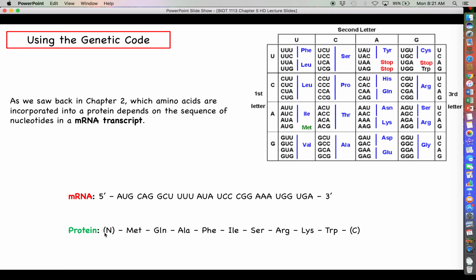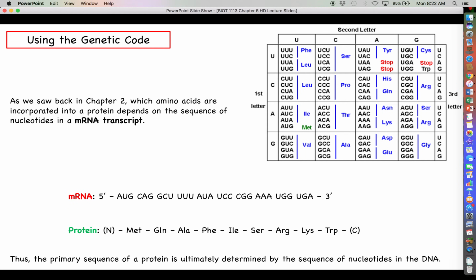So the protein here goes from N-terminus to C-terminus: methionine for AUG, glutamine for CAG, alanine for GCU, phenylalanine for UUU, isoleucine for AUA, serine for UCC, arginine for CGG, lysine for AAA, tryptophan for UGG, and then the final codon, UGA, you will notice is one of our stop codons. So that is the signal that tells the ribosome, as we will find out later, to stop making the protein. Basically, it's a signal that tells you you are done. So this would be the final protein from N-terminus to C-terminus.